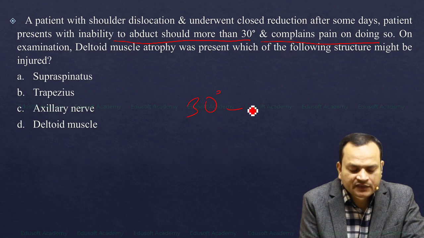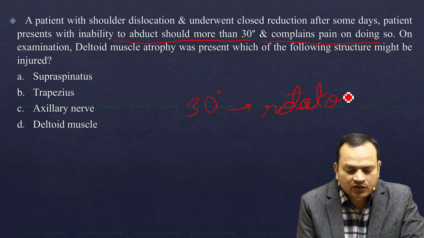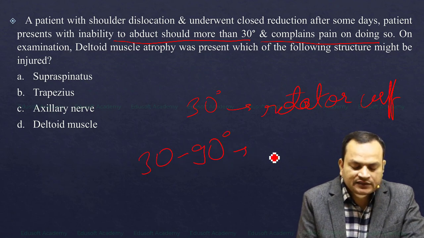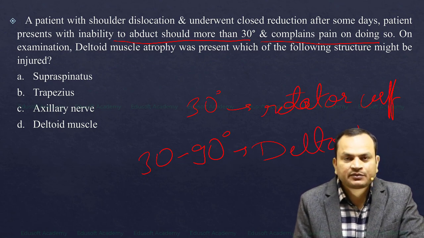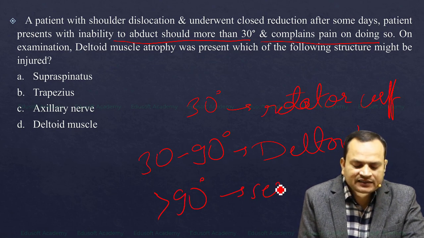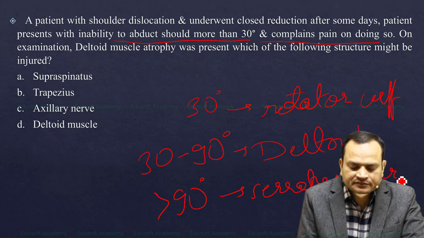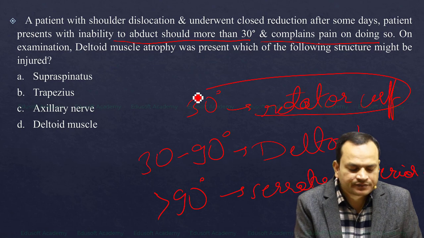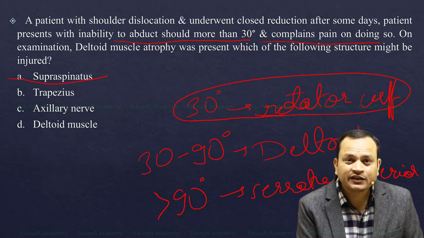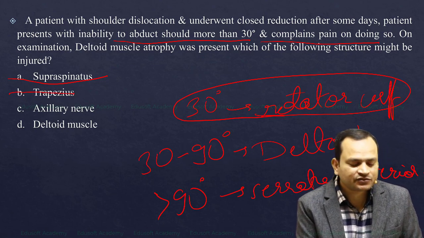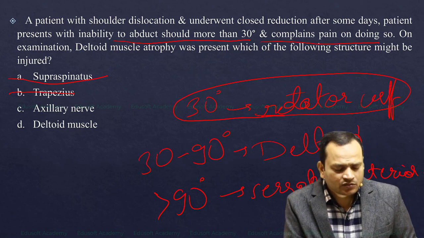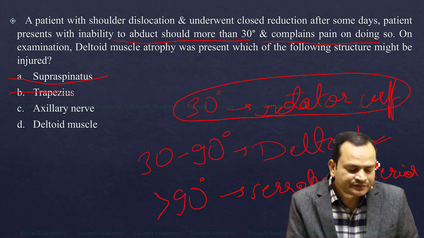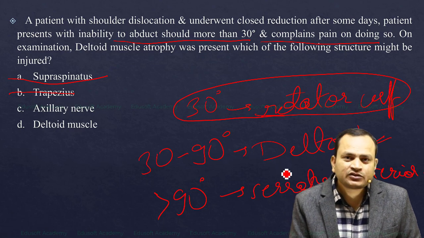For the initial 30 degrees, the rotator cuff is responsible for this movement. From 30 to 90 degrees, it is the deltoid which is responsible, and more than 90 degrees, it is the serratus anterior. So since the patient is already able to abduct till 30 degrees, the rotator cuff is normal. So supraspinatus is definitely not the answer. Trapezius causes elevation of the shoulder, that is not the answer. Now, the deltoid is weak. This deltoid is supplied by the axillary nerve. So likely the injured structure is the axillary nerve.